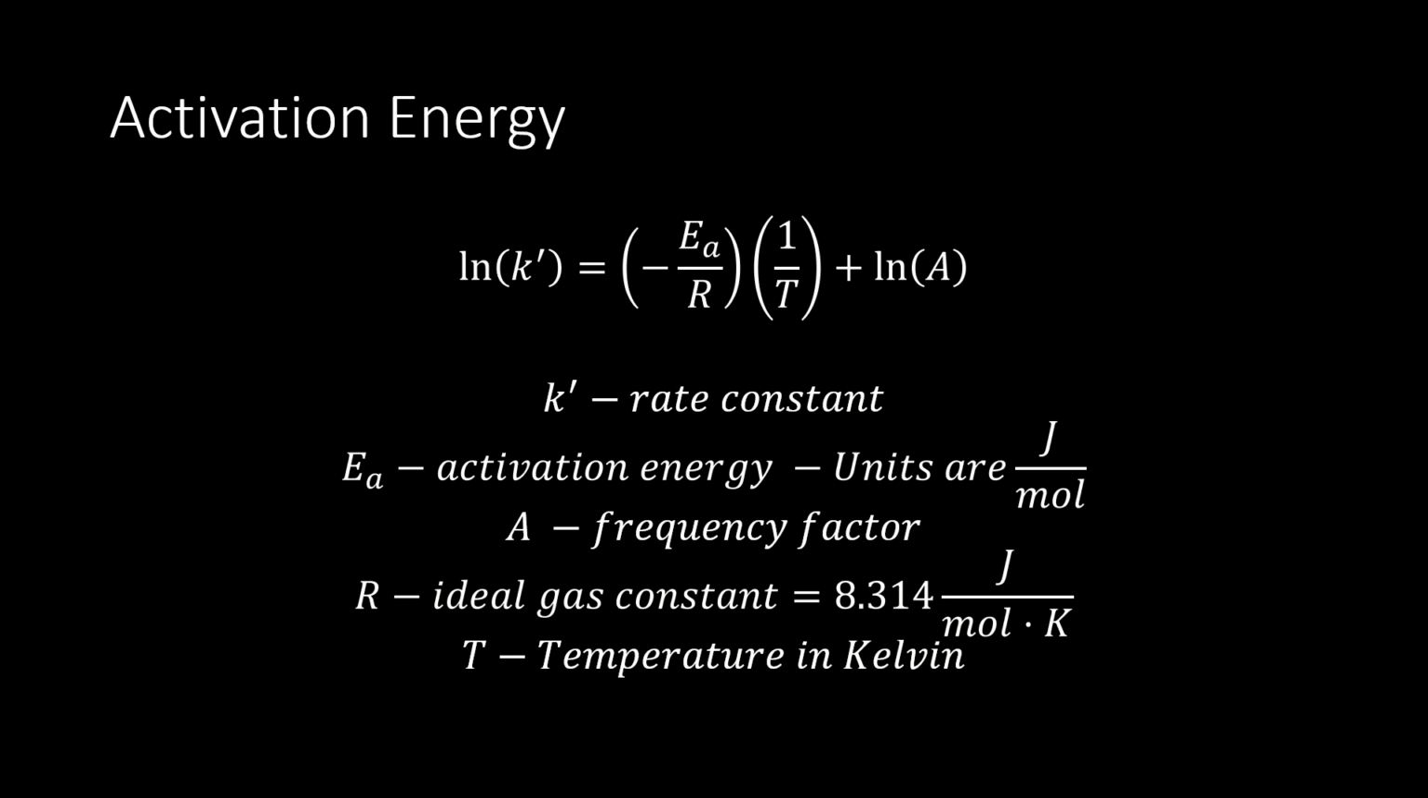Identifying all of these symbols, K prime is just our rate constant from our rate law, which was calculated for each solution. Ea, that is the activation energy, which is in units of joules per mole. A, the frequency factor, is unitless. R, the ideal gas constant, is 8.314 joules per mole Kelvin. And then T is going to be the temperature in Kelvin specifically.